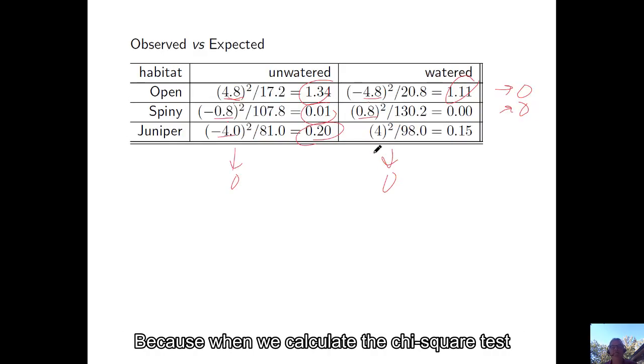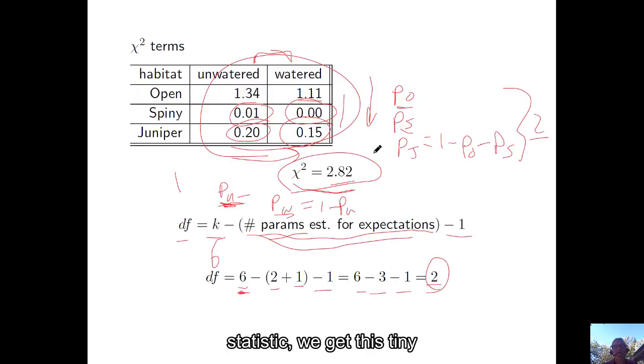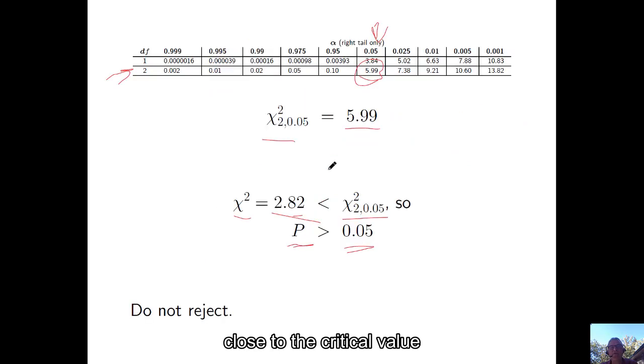How do we know that? Because when we calculate the chi-square test statistic, we get this tiny chi-square test statistic that does not come close to the critical value of 5.99. So anyway, this contingency analysis is really another form of just chi-square. It's where we get the expectations under the assumption of independence, and we're testing for dependence between variables here.